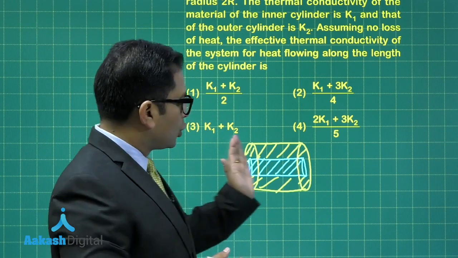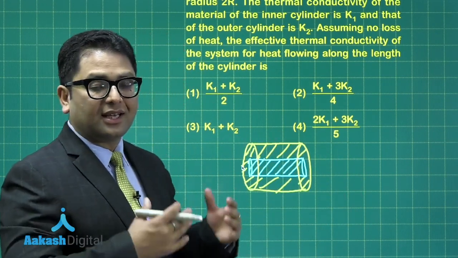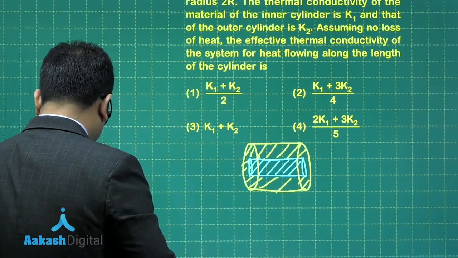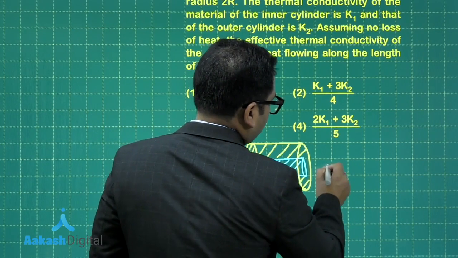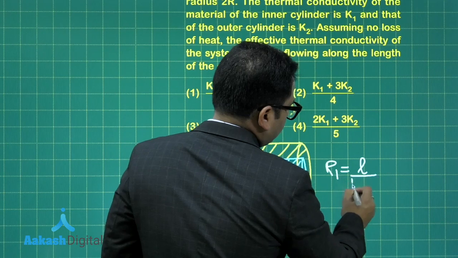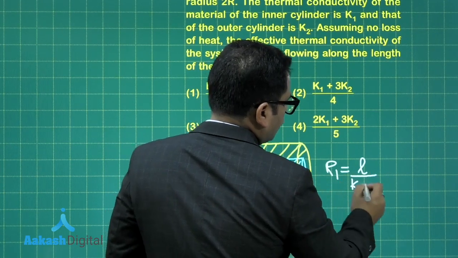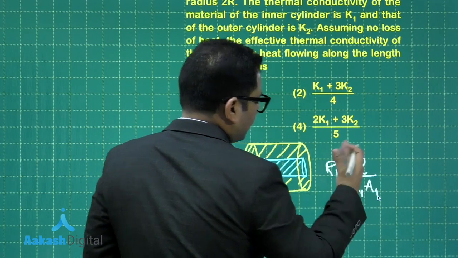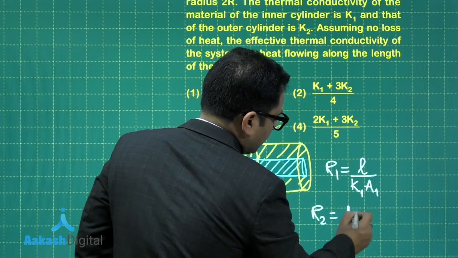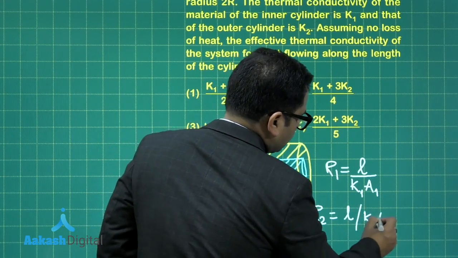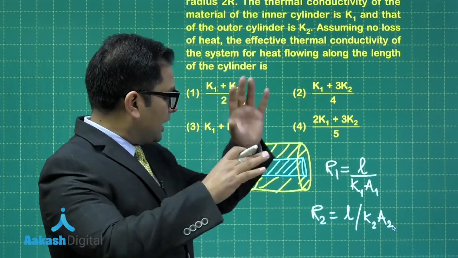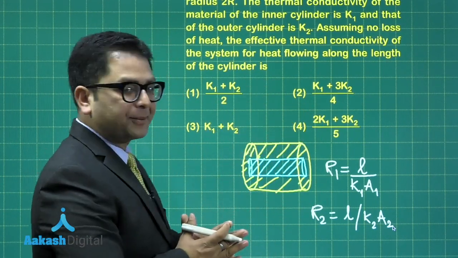So if you talk about flow along this, that means the resistances are in parallel. So before that, let's try to calculate what are the values of resistances. If I call R1 as the inner one, that's L upon K1 into area A1. Well, A1 is pi R squared, that's not a big deal. And R2 is L upon K2 multiplied by A2, and A2 is 3 pi R squared, the cross section of the outer cylinder.